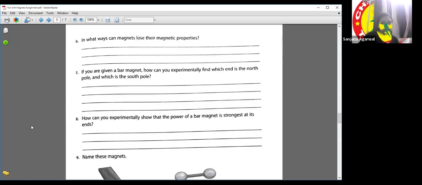Think about the seventh question and write your answer in the chat, don't speak up. If you are given a bar magnet, how can you experimentally find which end is the North Pole and which is the South Pole? Think of this answer.